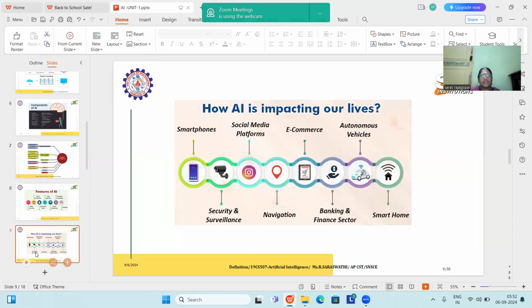How AI is impacting our life. AI is mainly used in live applications. First, we use smartphones, social media platforms, e-commerce, and autonomous vehicles. In that, we also provide security, navigation, banking and finance sector, and smart homes. These are the different types of applications of AI.